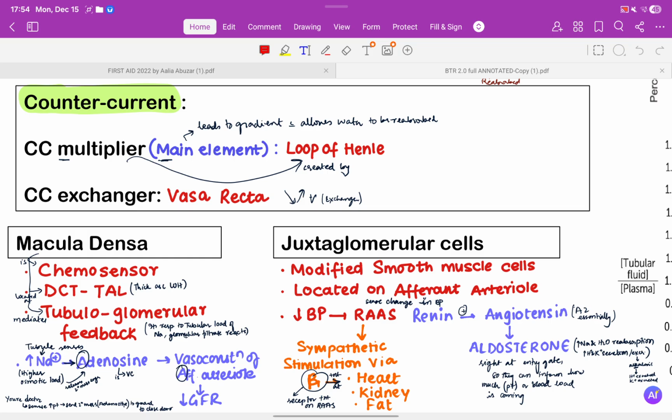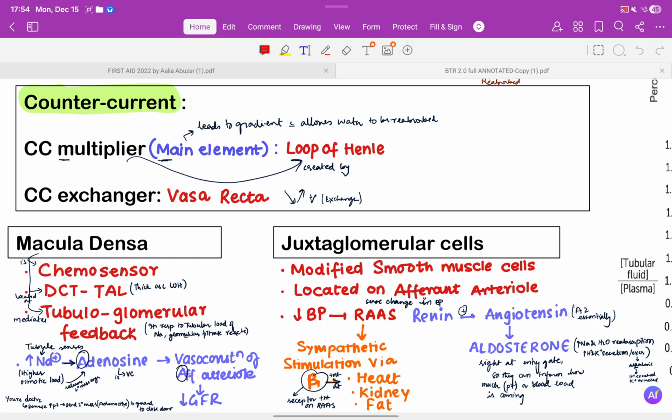So this entire feedback is the function of the macula densa. You sense there is increased sodium, increased osmolarity, and you release a secondary messenger, which is adenosine. And adenosine has a vasoconstricting effect on the afferent arteriole. It will close the door, there will be no more sodium entering, so the GFR will decrease.